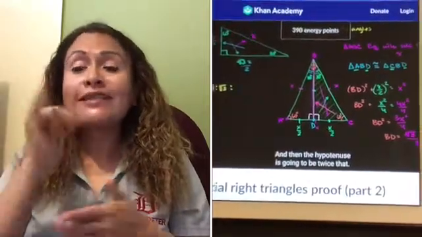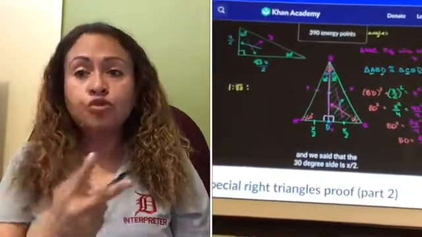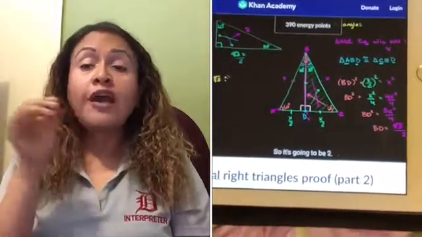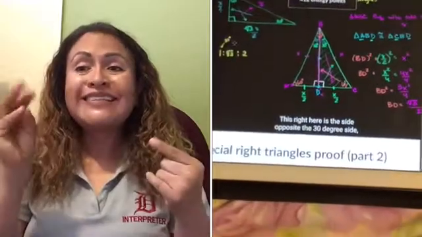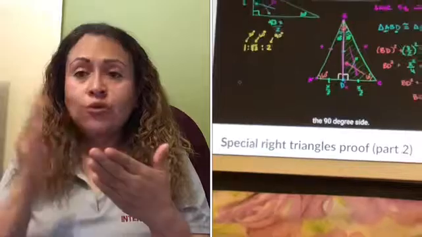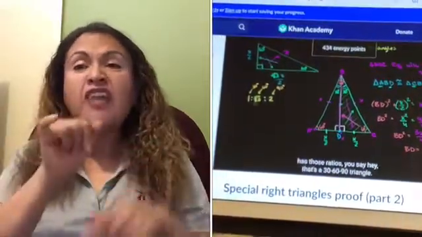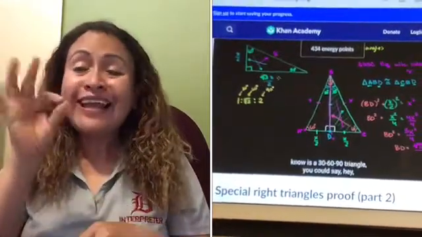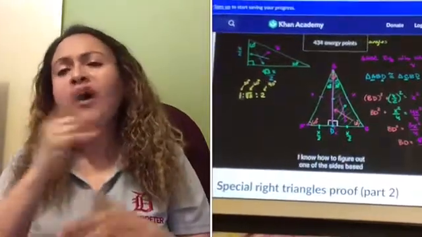In the last video, we started with x, and we said that the 30-degree side is x over 2. But if the 30-degree side is 1, then this is going to be twice that. So it's going to be 2. This right here is the side opposite the 30-degree side, opposite the 60-degree side, and then the hypotenuse opposite the 90-degree side. And so in general, if you see any triangle that has those ratios, you say, hey, that's a 30, 60, 90 triangle. Or if you see a triangle that you know is a 30, 60, 90 triangle, you could say, hey, I know how to figure out one of the sides based on this ratio right over here.